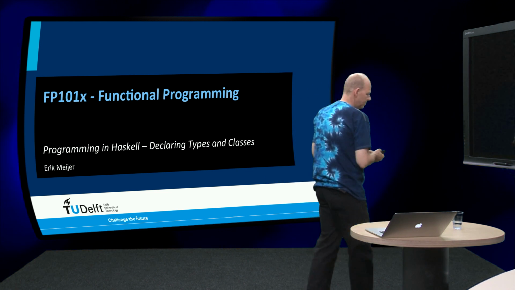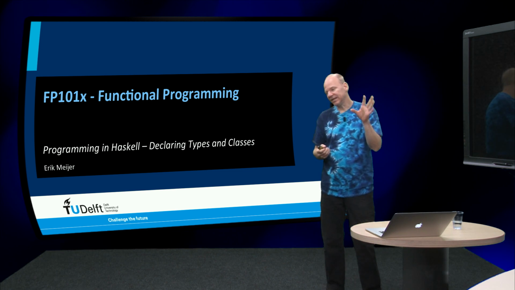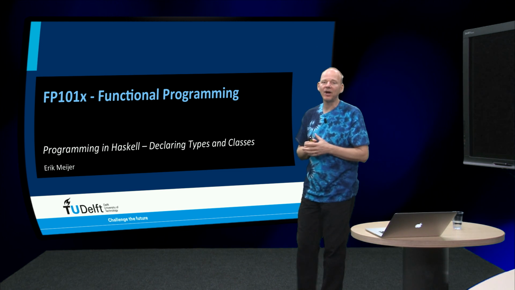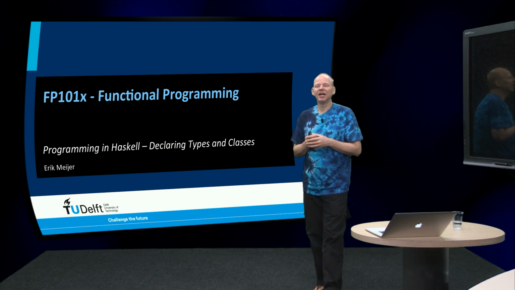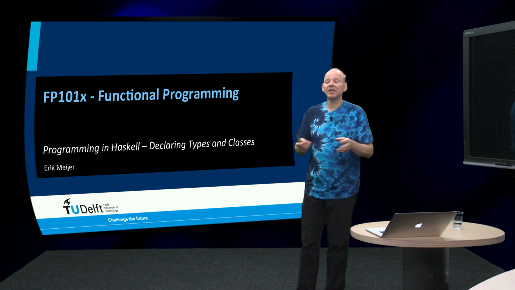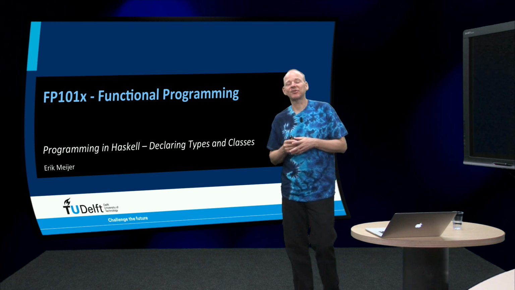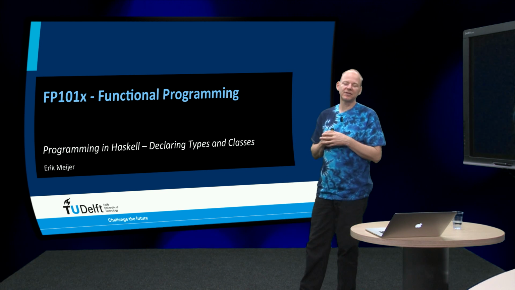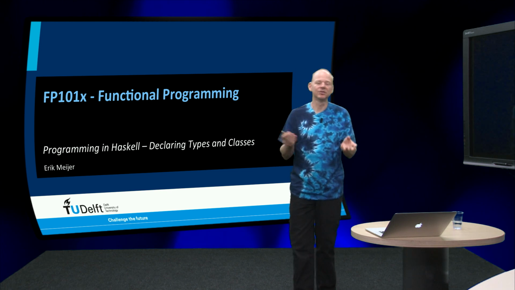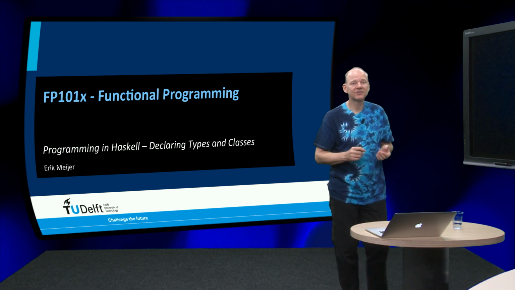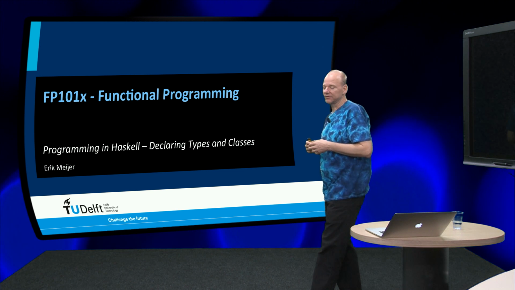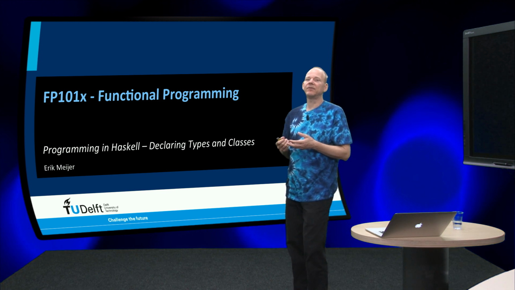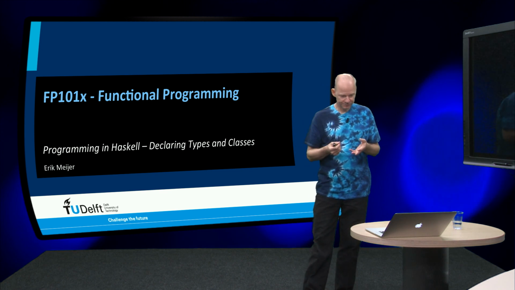Up to now, except in the lecture on parsers, we have not defined types ourselves. For the rest, we have assumed that the types are there. For example, we have assumed that the type list exists, and that tuples exist. But of course, just like we can define new functions in Haskell, we also want to define new types.